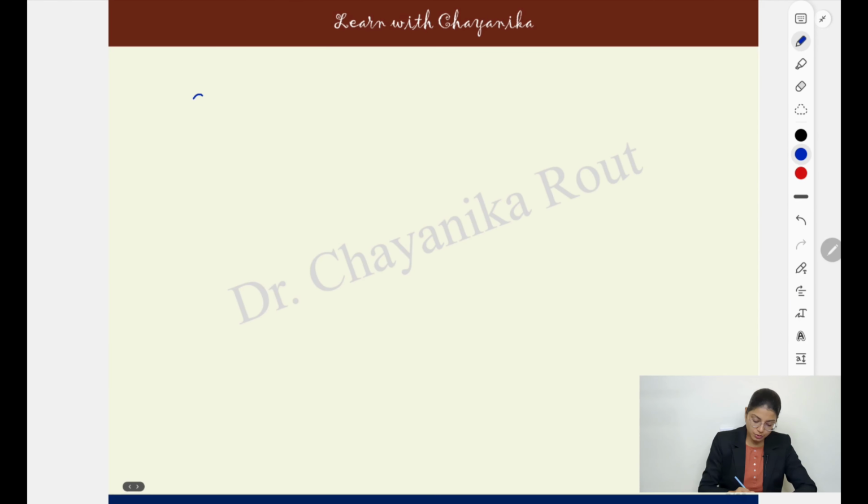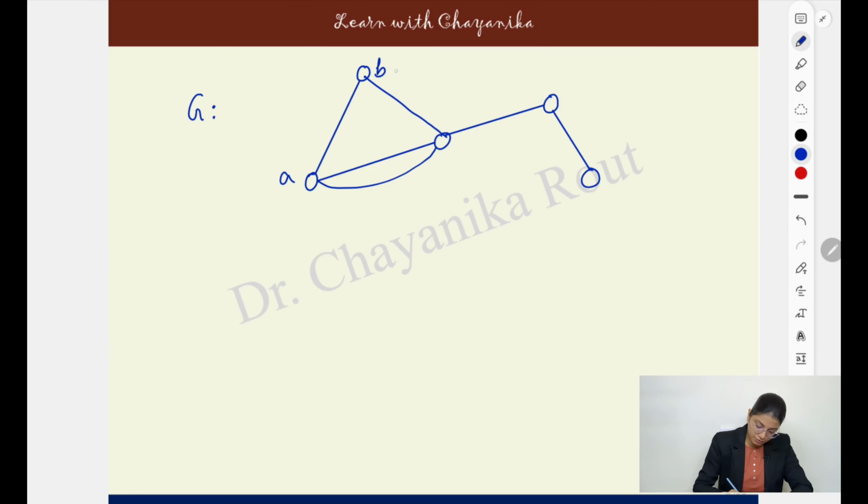So, basically what we do, suppose this is my graph G with vertices A, B, C, D and E. Let me write the degree values of the vertices within brackets. So, A has degree 3, B has degree 2, C has degree 4, D has degree 2 and E has degree 1.